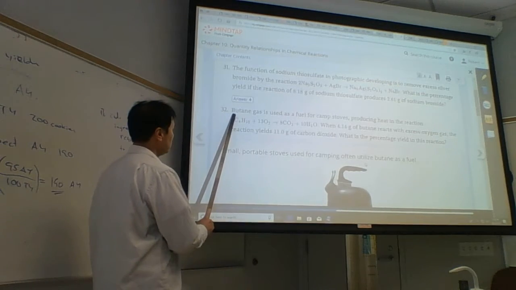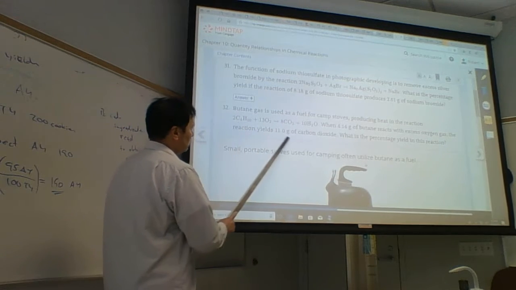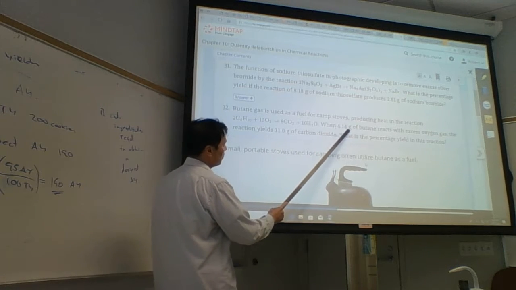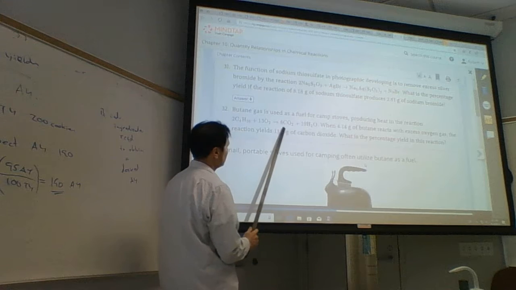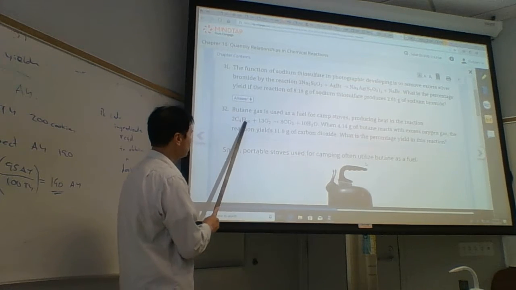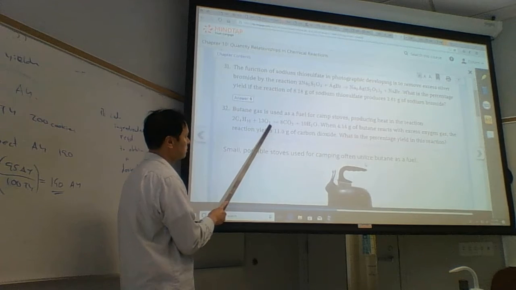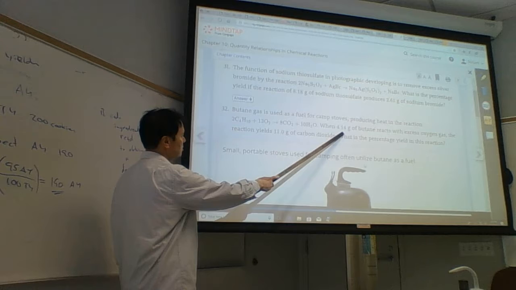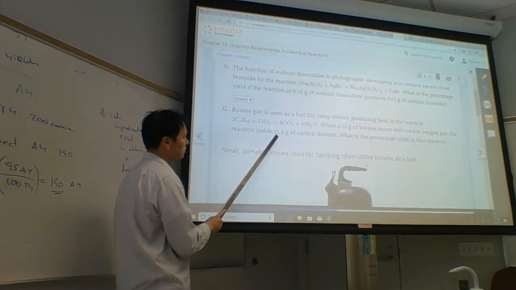Looking at this one, butane gas is combusted according to this equation when 4.14 grams of butane reacts with excess oxygen gas. And so in this case, butane's the limiting reagent, oxygen is the excess. We don't need to know how much oxygen, just as long as it's excess. So we're going to calculate the theoretical yield based on this. And so this must be the actual yield here.